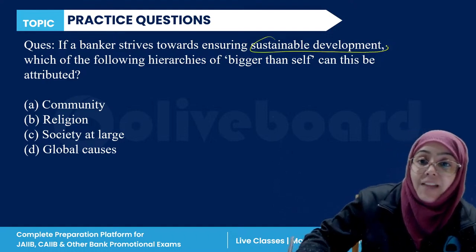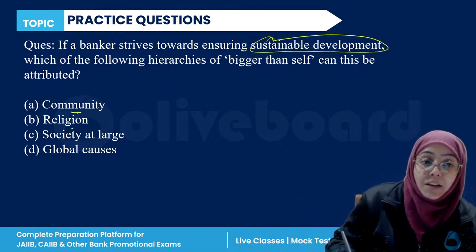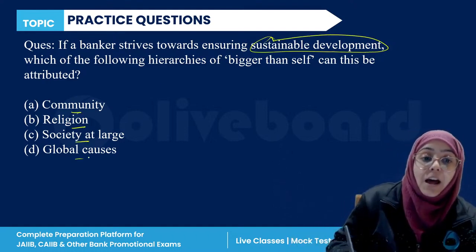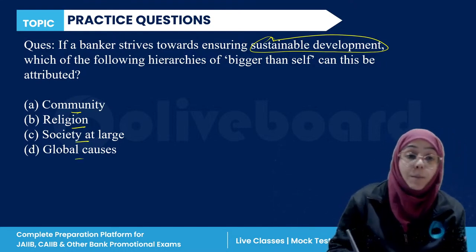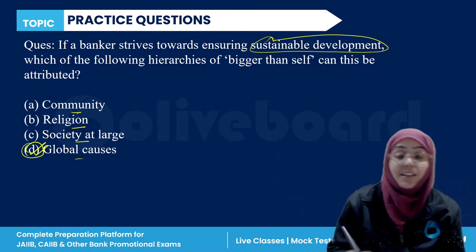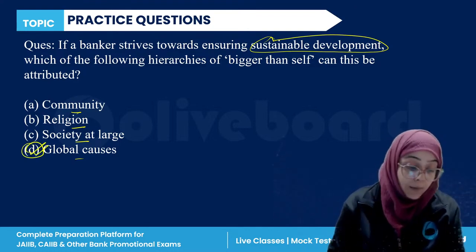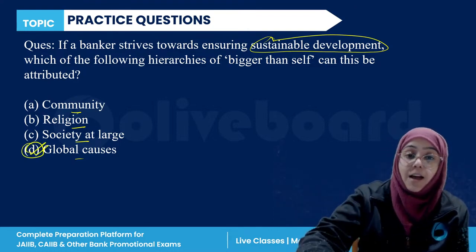Sustainable development is actually what? Community, religion, society at large, or global cause? So it is a global cause. Sustainable development comes under what? Global cause. So D is the correct answer.